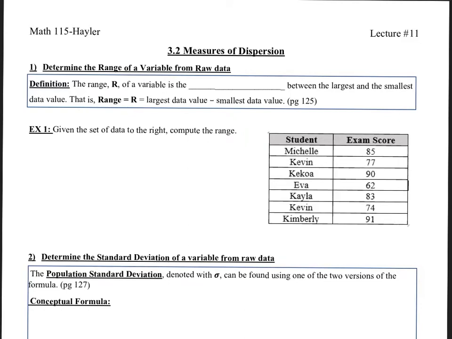Welcome to Lecture 11, 3.2, Measures of Dispersion. So the first objective is determine the range of a variable from raw data.